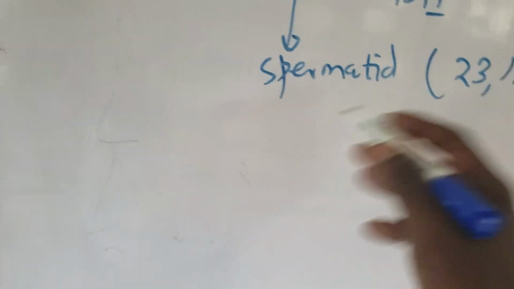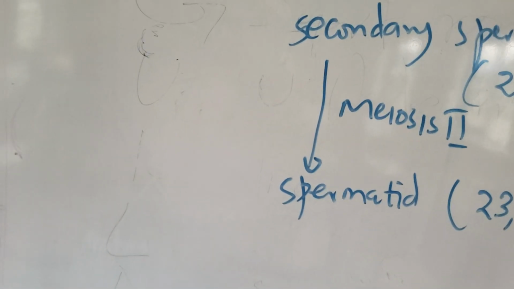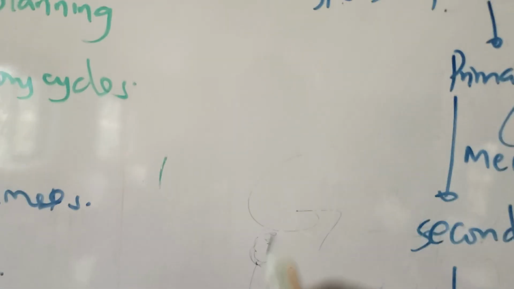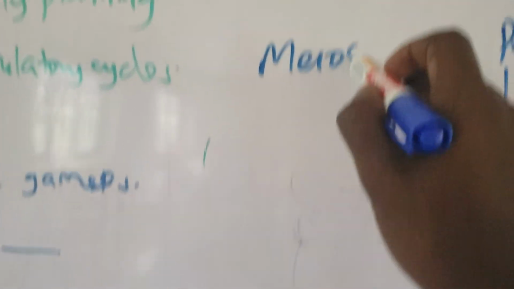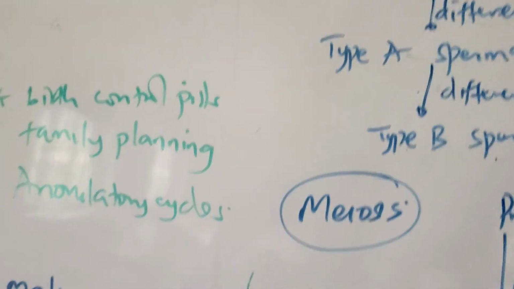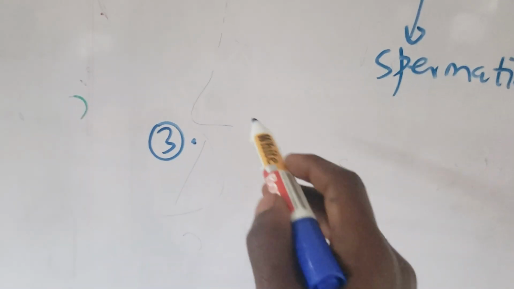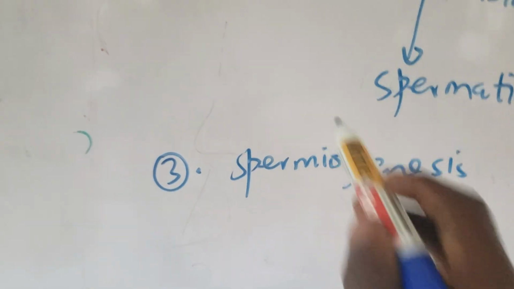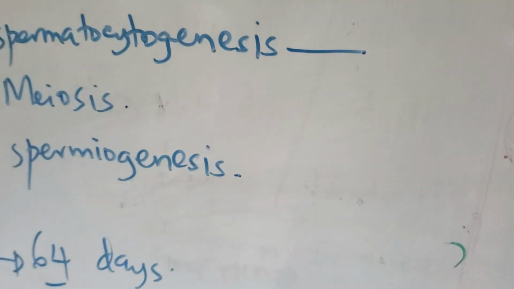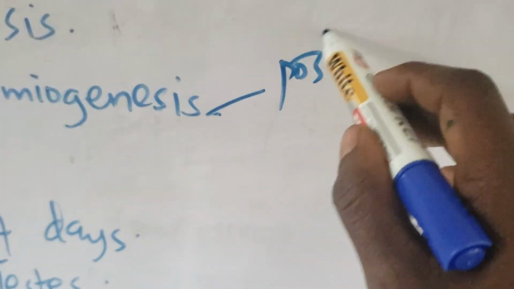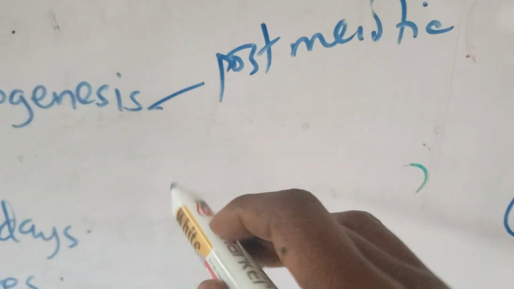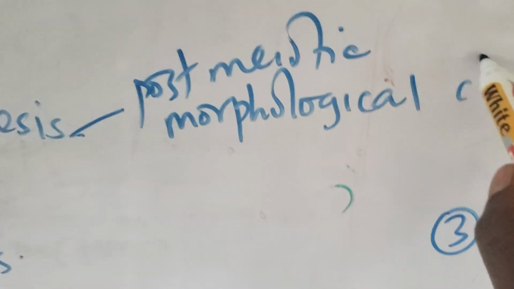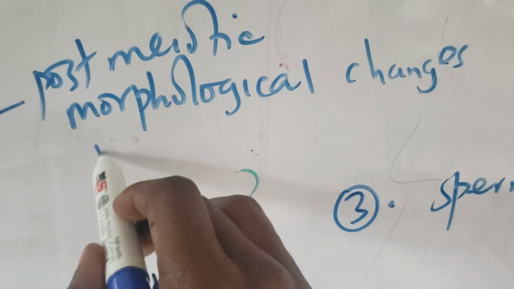So they have to undergo post-meiotic changes. And that's where we bring in the third step. Actually here, when we began meiosis, this was meiosis. So here we bring in the third step of spermiogenesis. And spermiogenesis, it is that post-meiotic or morphological changes in a spermatid.